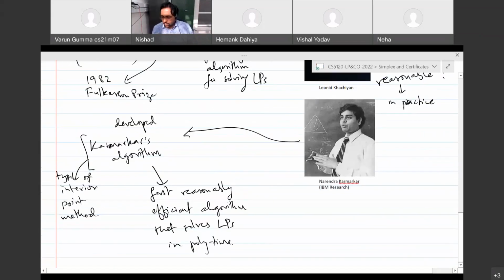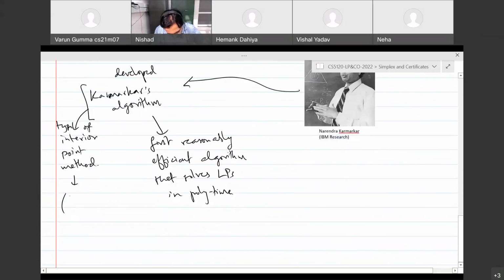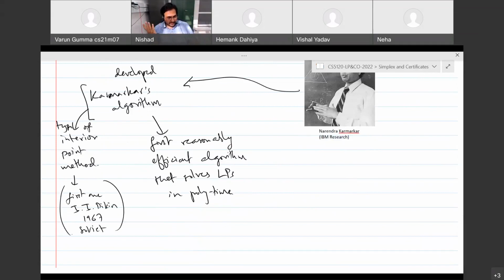All right. So apparently the first interior point method, based on some source, was given by I. I. Dikin in 1967, who was a Soviet mathematician. But that was not a polynomial time method. This is according to some sources. According to some other sources, the first one was given by John von Neumann before the 1960s, but I couldn't verify exactly which one is the right one. Okay, so not entirely sure about that.